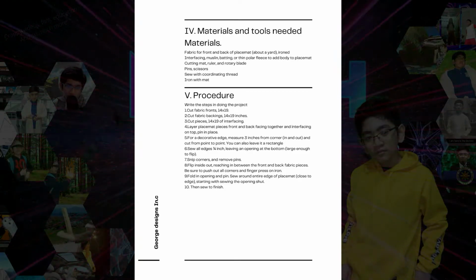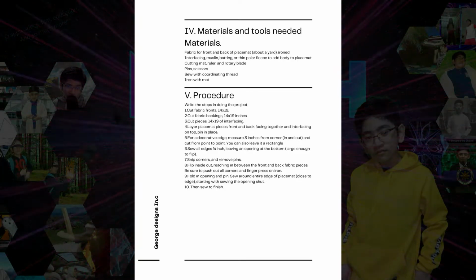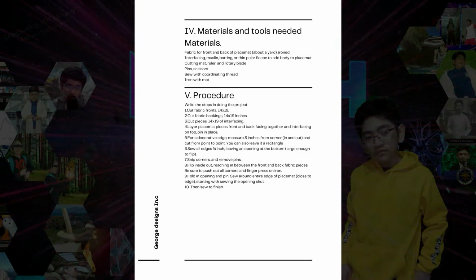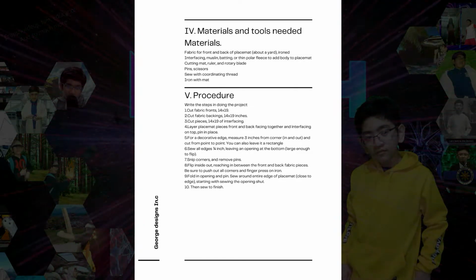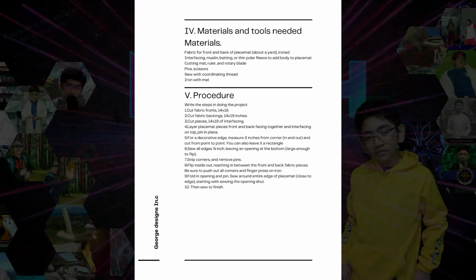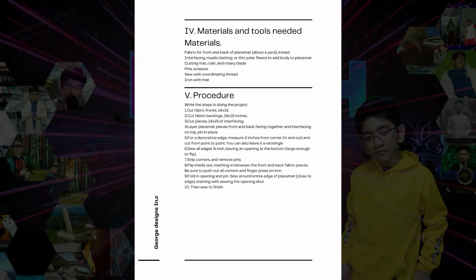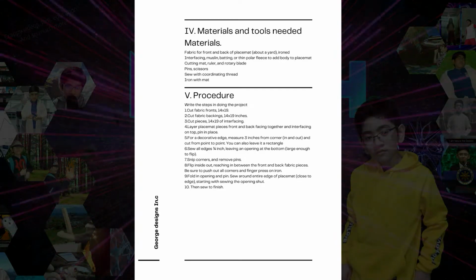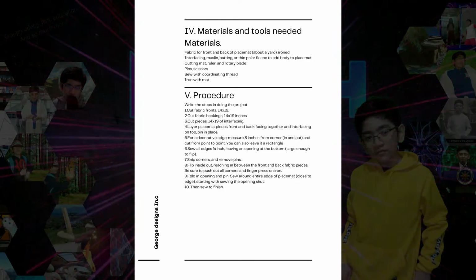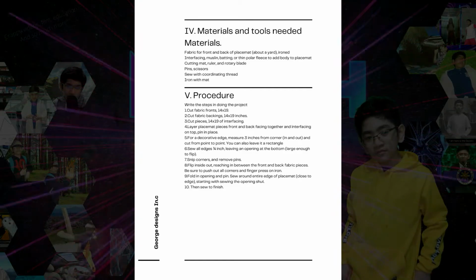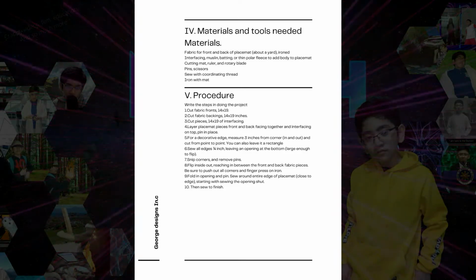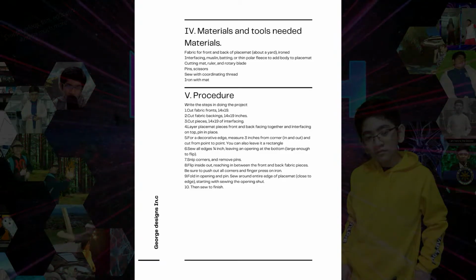5. Procedure: write the steps in doing the project. Number 1. Cut fabric fronts 14 by 19. Cut fabric backings 14 by 19. 3. Cut pieces 14 by 19 over interfacing. 4. Layer placemat pieces front and back facing together and interfacing on top, pin in place. 5. For a decorative edge, measure 3 inches from corner in and out and cut from point to point. You can also leave it as a rectangle.